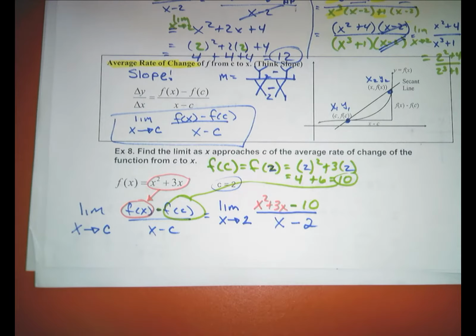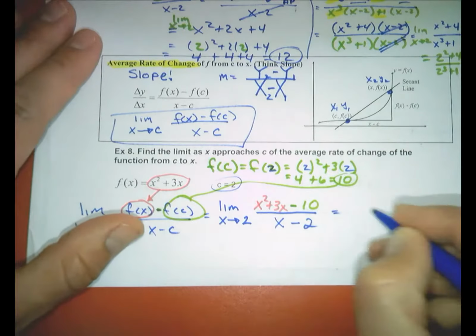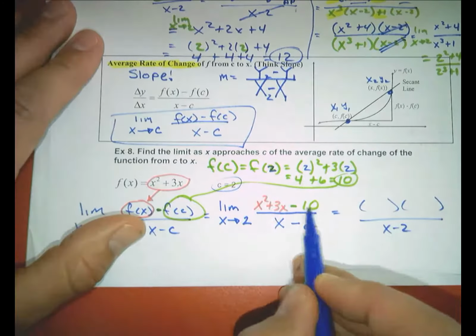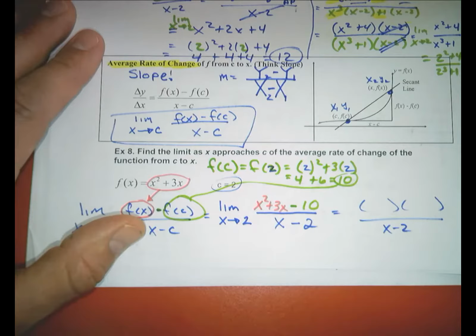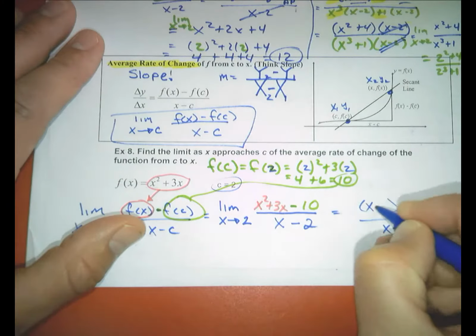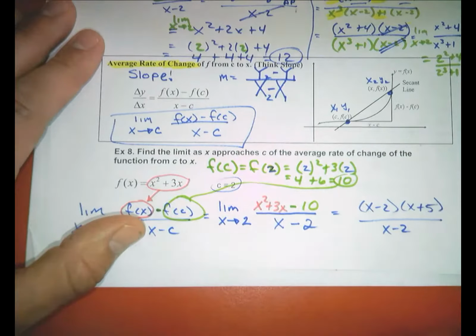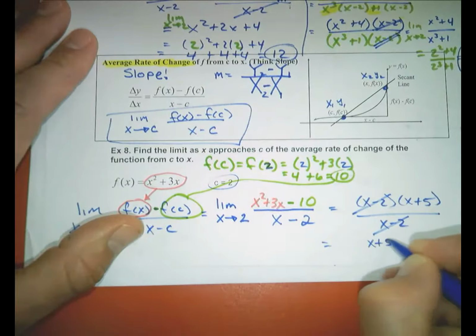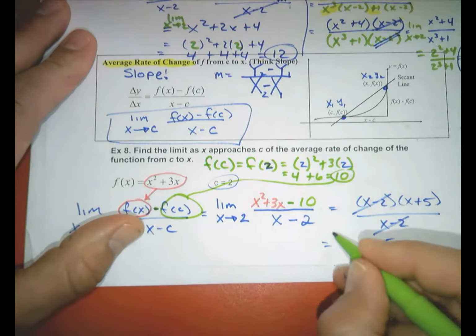However, that doesn't mean there's not a limit there. I can find the intended height if this is a hole. So I want to see if I can remove this x minus 2. And the way we do that is we factor. Teach me how to factor. What are factors of negative 10 that add up to 3? Negative 2 and 5. x minus 2 is karate chop. And now I'm left with x plus 5. Now I can find the limit of this guy.